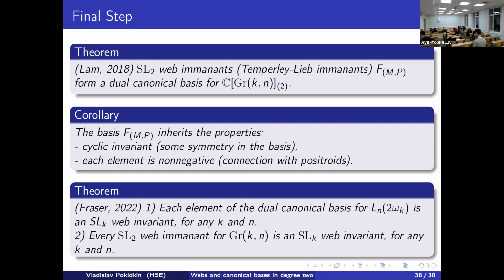To summarize, we should mention that in another paper, Lam in 2018 showed that SL2 web immanants, in the initial paper called temperley immanants, form a basis for the second graded component of the Grassmannian coordinate ring. These immanants were built on plabic graphs. And it's another way to construct a basis, and he has shown this correspondence with web immanants.